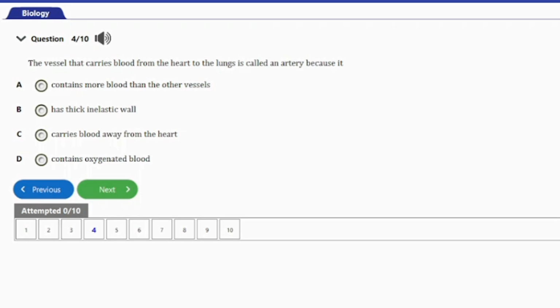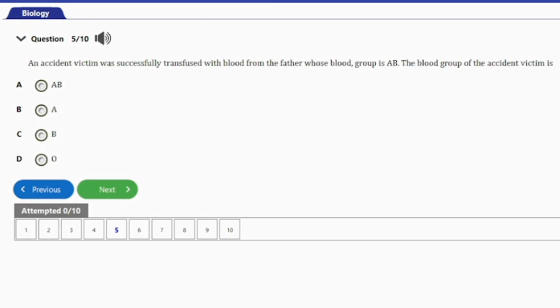Let's consider the next question, question number 5. It says, an accident victim was successfully transfused with blood from the father whose blood group is AB. The blood group of the accident victim is A. AB, B. A, C. B, and D. O. The answer to this question is option A, and that's AB.